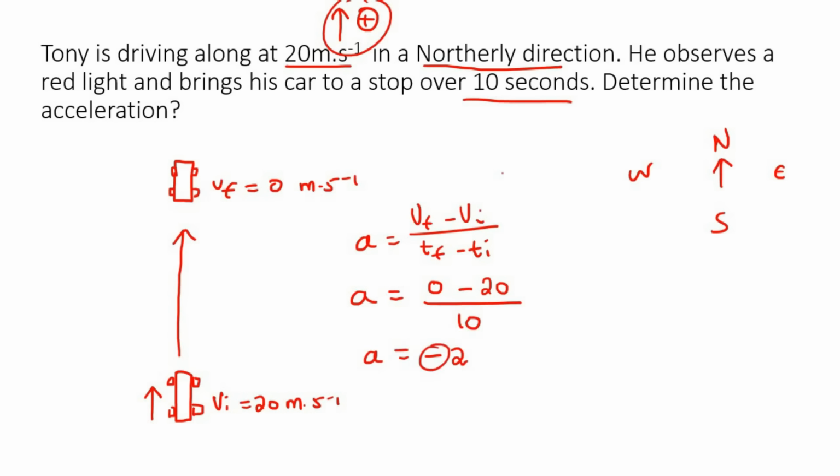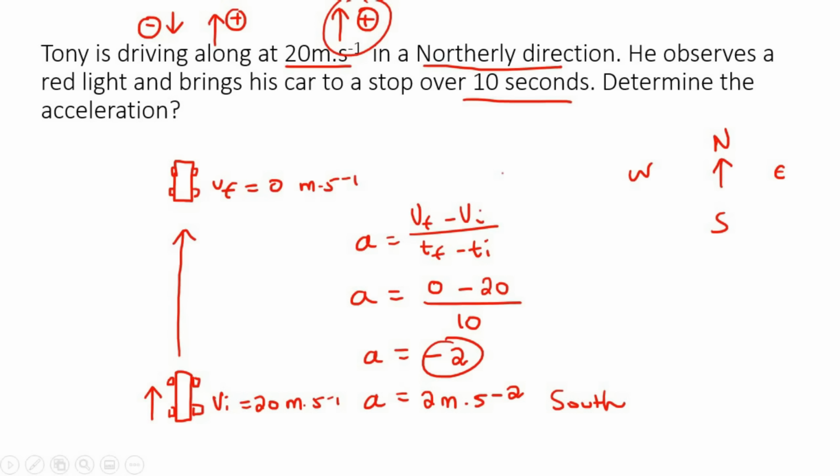Because you're getting a negative answer, go to the next line, and then you could say 2 meters per second squared. Now, we chose north as positive, and south would then be negative. So you're going to say south. Now, you see how we got a negative acceleration, and our car is slowing down. This is why some teachers say, you see, negative acceleration means you're slowing down. But that isn't always going to be true.